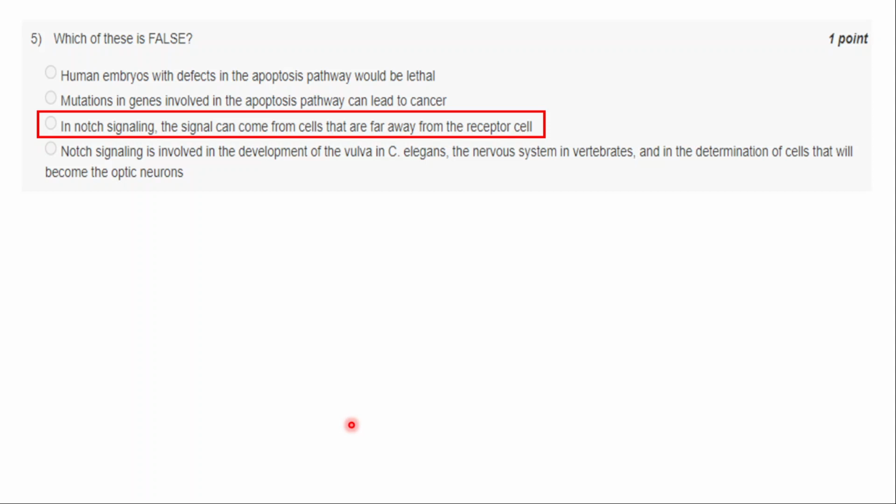Notch signaling follows a specific kind of signaling called juxtacrine signaling. And in juxtacrine signaling, the ligands and the receptor are from adjacent cells. So we'll study a bit about Notch signaling and juxtacrine signaling, and also about the other statements of apoptosis.